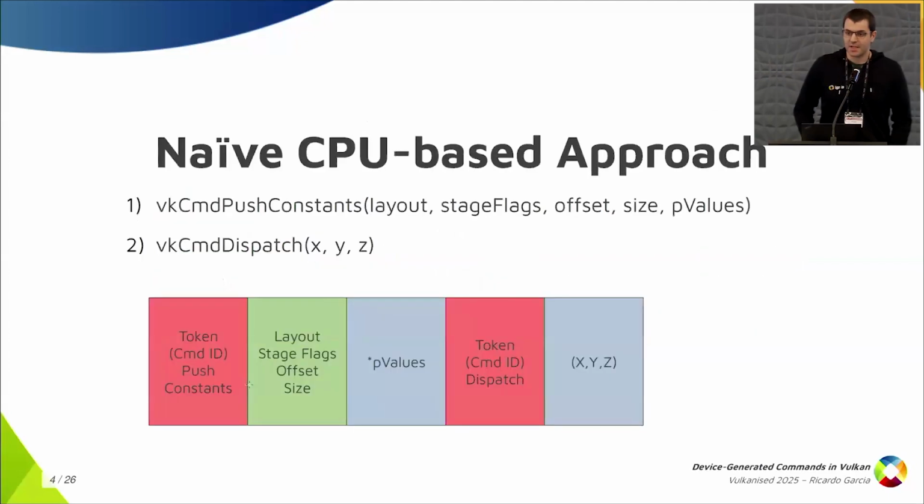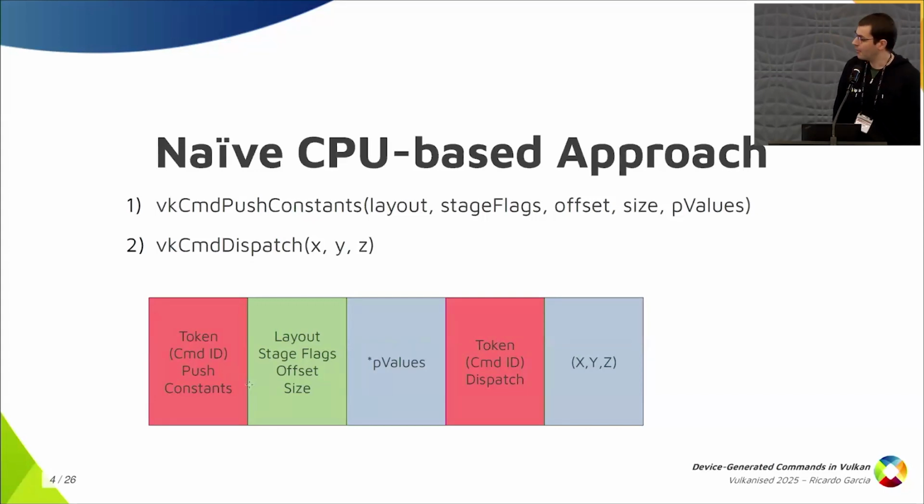So if we set aside Vulkan for a moment, we start thinking about GPUs and stuff, and you want to come up with a naive CPU-based way of running commands from a storage buffer. How do you do that? Well, one immediate solution we can think of is, first of all, I'm going to assign a token, an identifier, to each of the commands I want to run, and I'm going to store that token in the buffer first. And then depending on what the command is, I want to store more information.